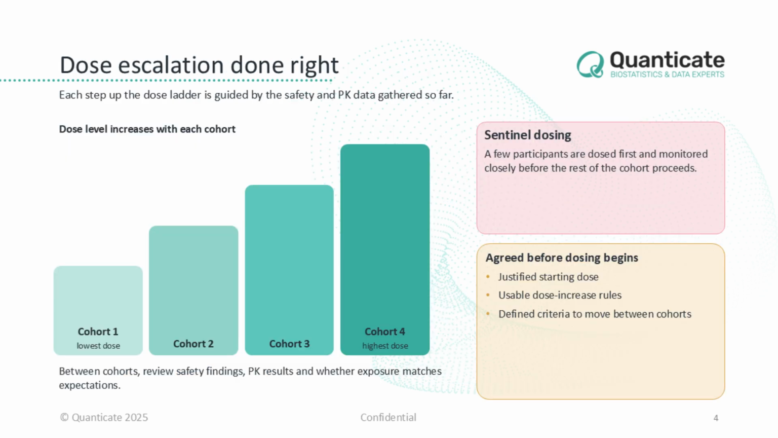Dose escalation needs clear rules before dosing begins. The starting dose should be justified, the rules for dose increases should be usable, and the criteria for moving between cohorts should be defined before the study begins. Each step depends on the emerging data, including safety findings, PK results, and whether observed exposure matches expectations. In early cohorts, sentinel dosing is often used. This means a small number of participants are dosed first and monitored closely before the rest of the cohort proceeds. This gives the team an early safety check before broader dosing within that cohort.